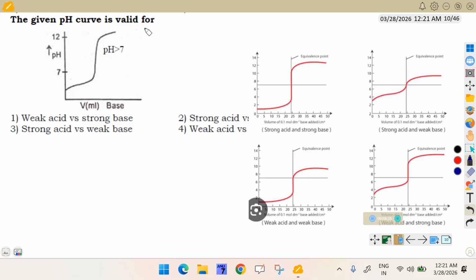The pH curve is valid for... The pH curve is given like this. This looks like a weak acid and strong base pH curve. The remaining pH curves are also given. Please practice.